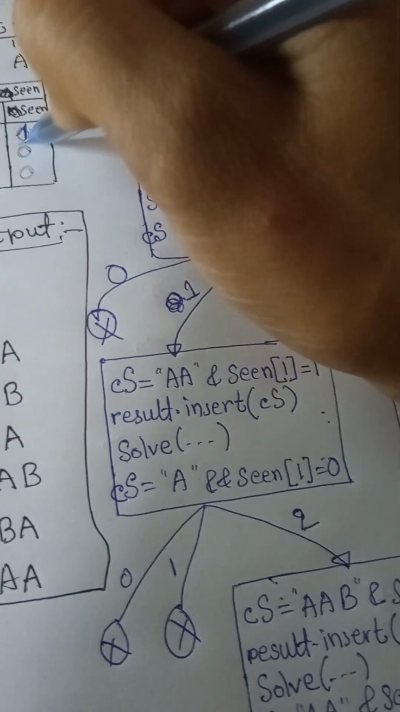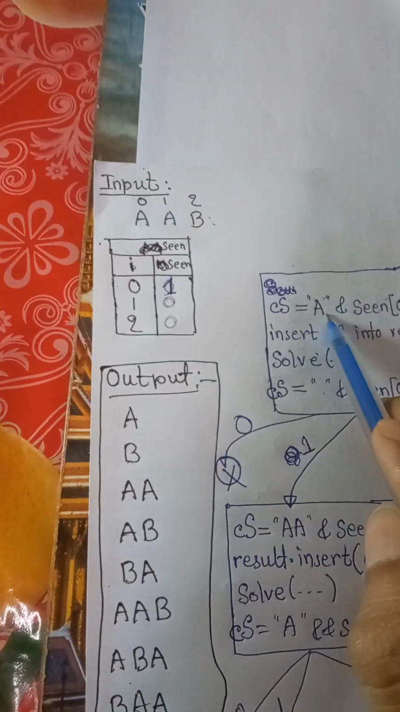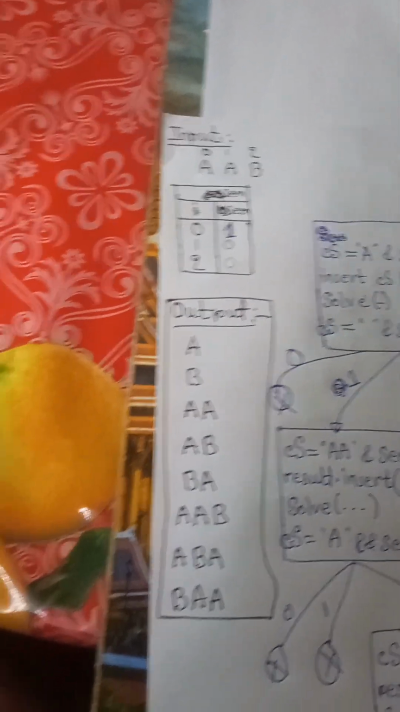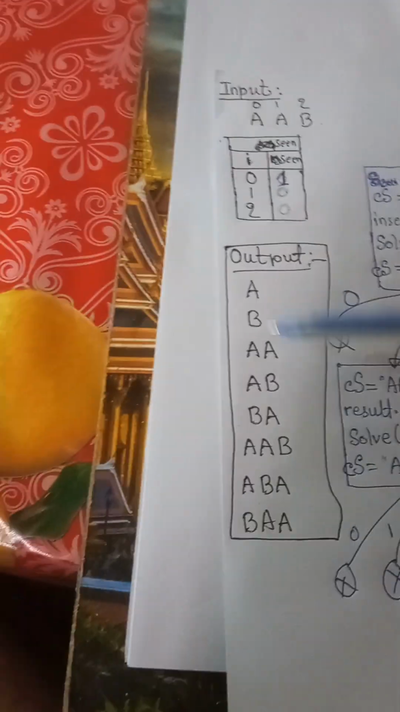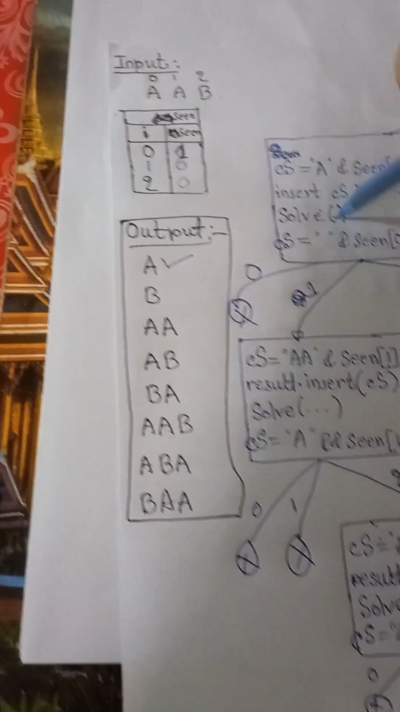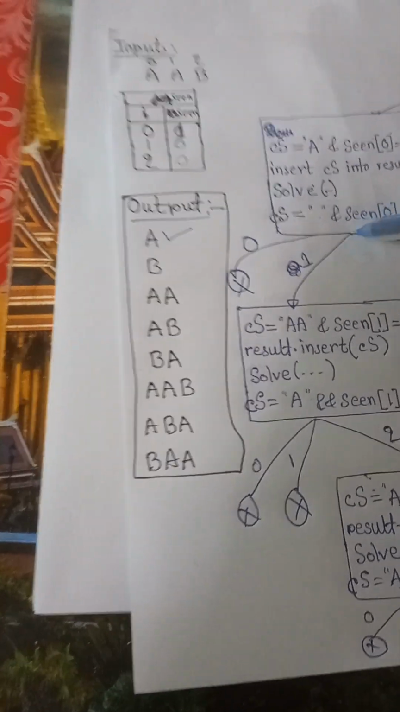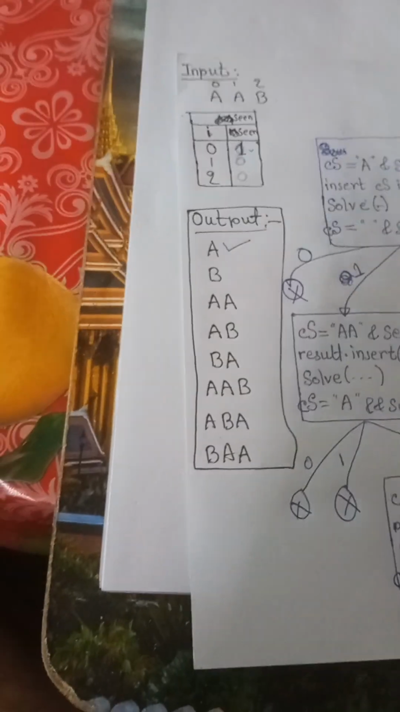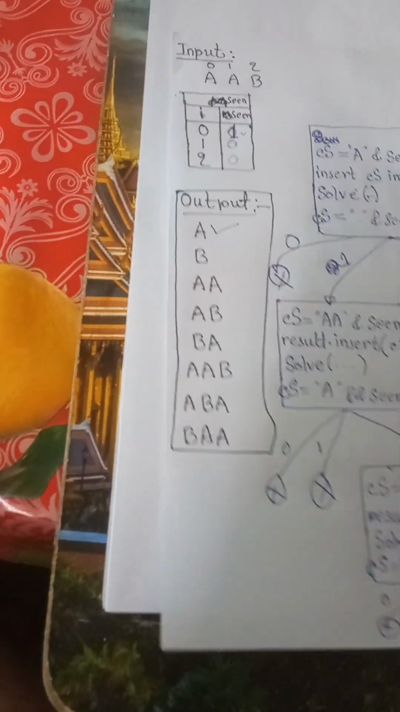You can see index 1 is already seen, and my current string is A, so I am inserting this into my result. This is my final result, and you can see there is A. Okay, so this is done. Next I am calling the solve function again. Here I am calling this. So 0 is already seen, so I do not have to check for it again.